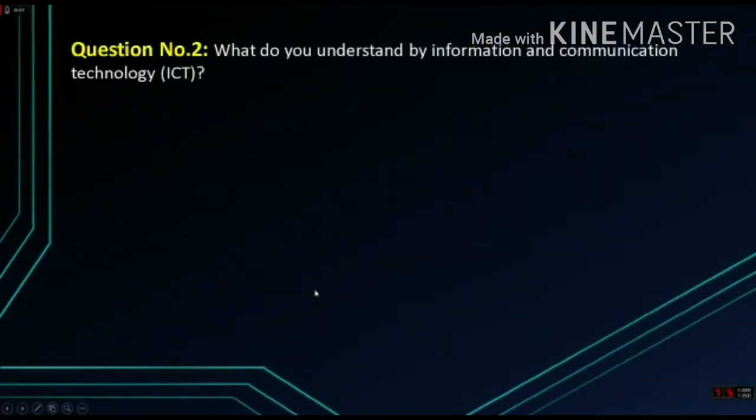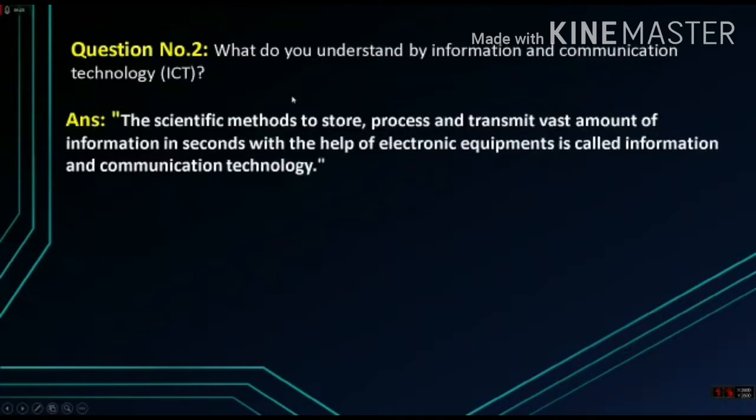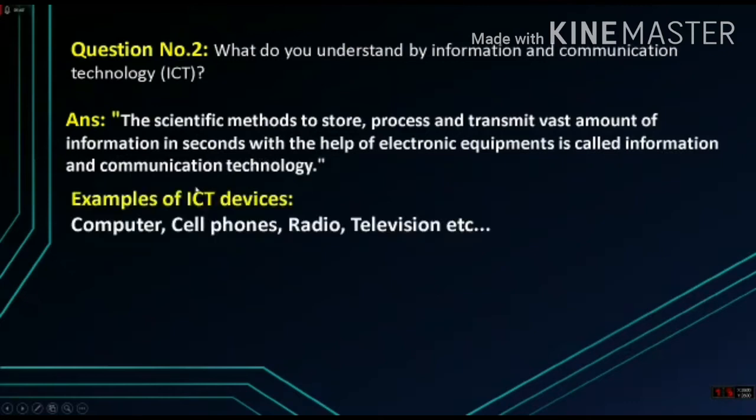Question number 2. What do you understand by information and communication technology, ICT? The answer is: the scientific methods to store, process and transmit a vast amount of information in seconds with the help of electronic equipment is called information and communication technology, ICT. Some examples of ICT devices are computer, cell phones, radio, television.